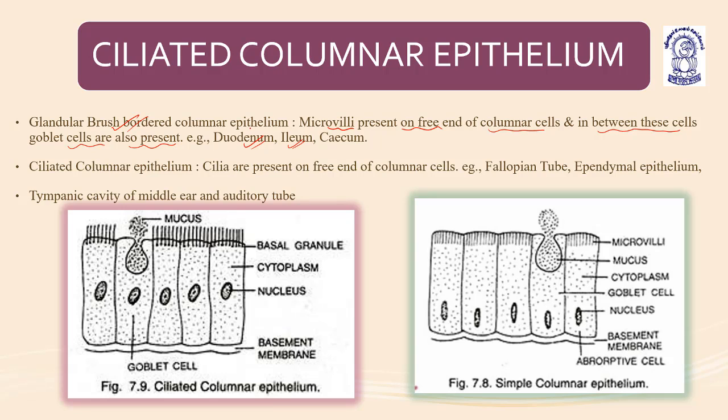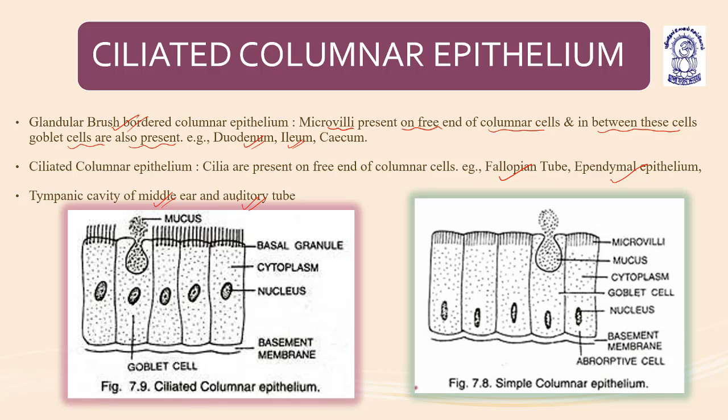The duodenum, ileum, cecum, they have glandular brush border columnar epithelium. Stomach, colon, rectum, and uterus have glandular columnar epithelium. And brush border epithelium, gallbladder. Now, ciliated columnar epithelium, when cilia are present. Examples: fallopian tube and ependymal epithelium of brain ventricles. Understood? Tympanic cavity of middle ear and auditory tube.